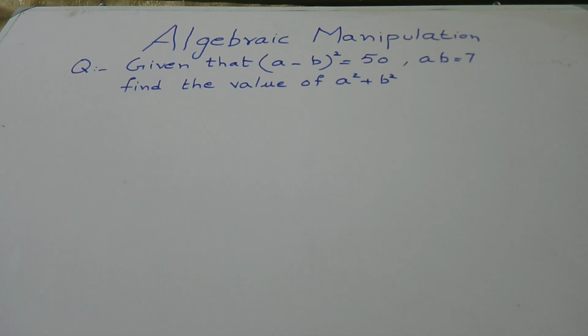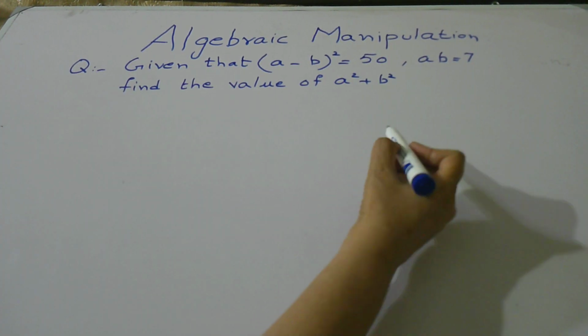Students, today's topic is algebraic manipulation. The question is: given that (a − b)² is equal to 50 and the value of ab is equal to 7, you have to find the value of a² + b². So through the identities you have to solve this question.